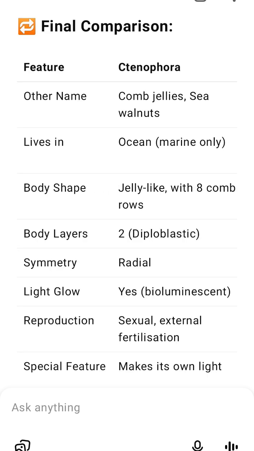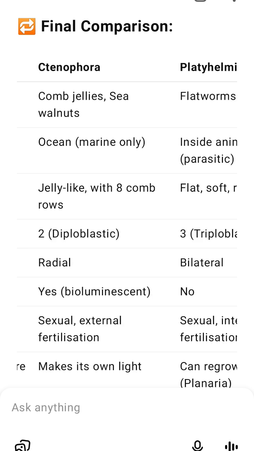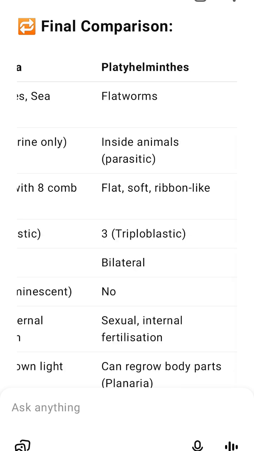No body cavity, acoelomate. Have simple organs like digestive or nervous systems. Parasitic ones have hooks and suckers to attach to the host. Have flame cells for removing waste.